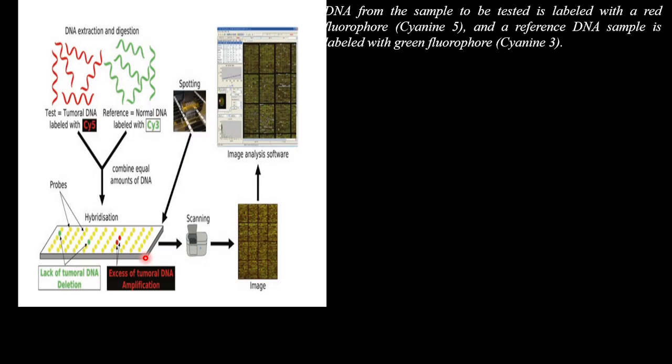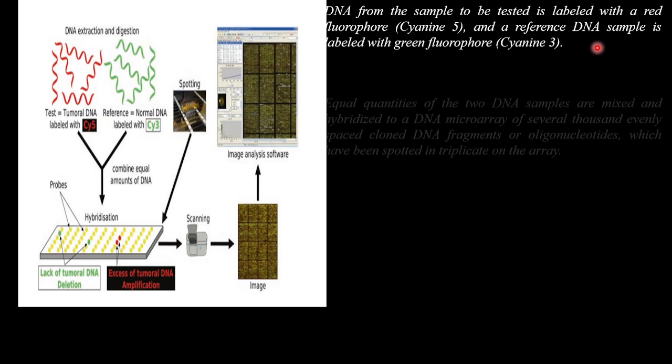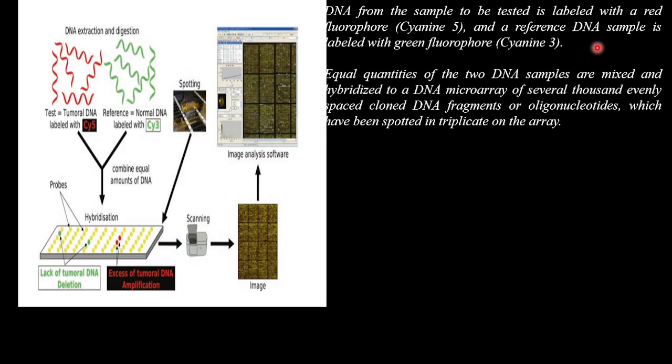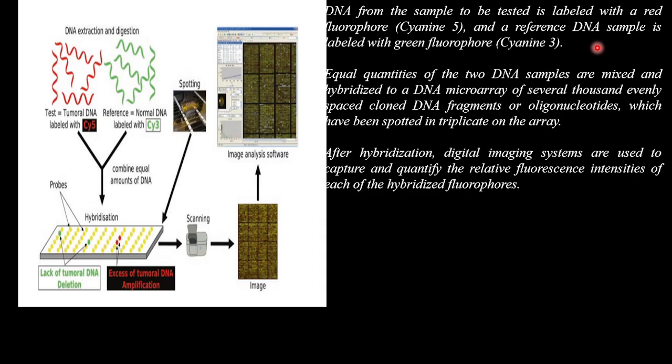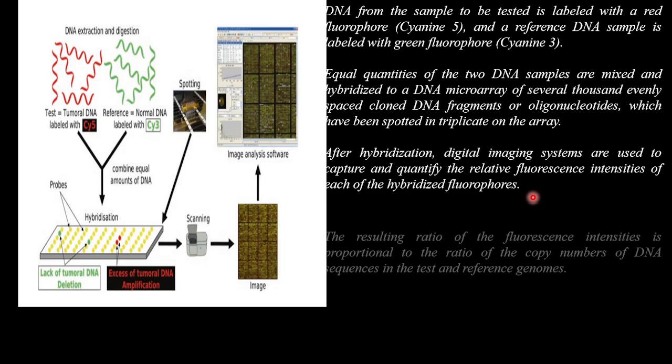So this is the explanation. DNA from the sample is labeled with Cy5 and Cy3. Then equal quantities are mixed. Then they are hybridized to the array. Then digital imaging systems are used to capture and quantify the relative fluorescence intensity of each of the fluorophores.